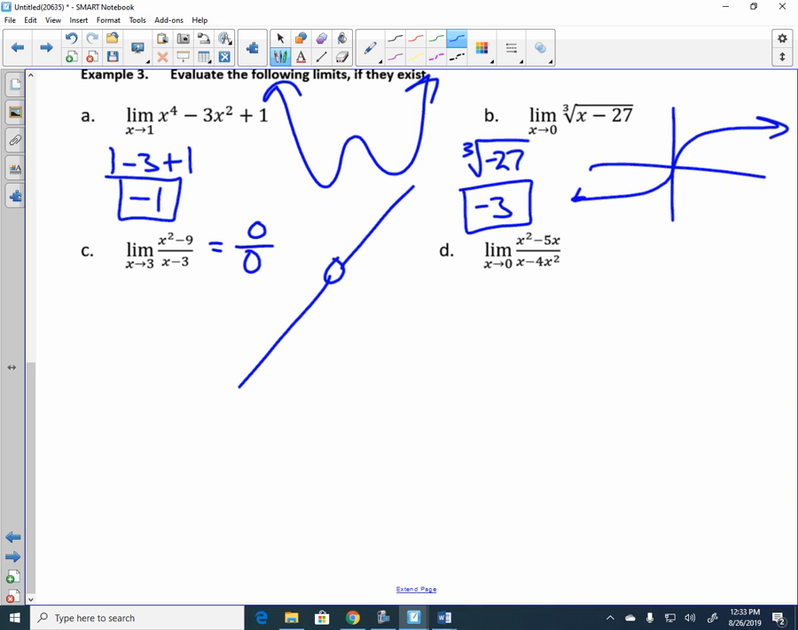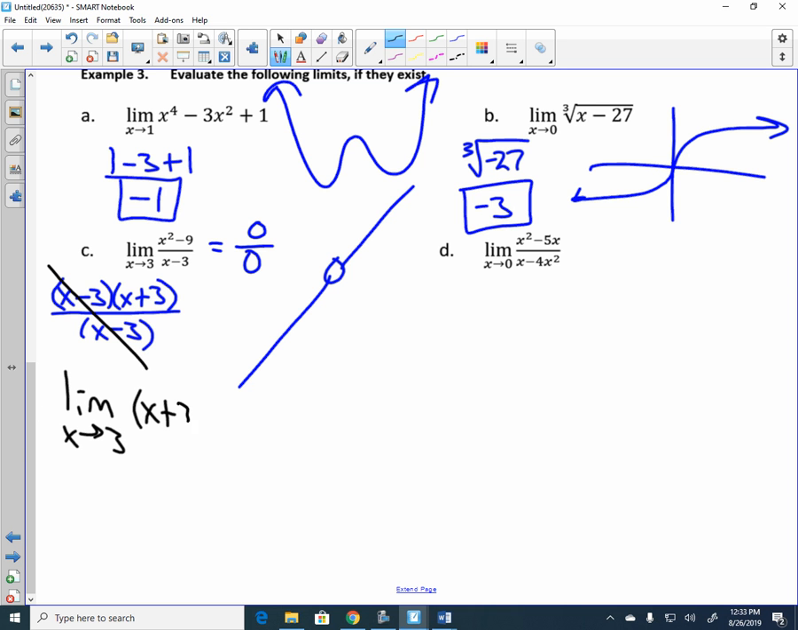And if we just factor the top, x minus 3 over x plus 3, divided by x minus 3, you can see that the x minus 3's cancel. So now I can simply do the limit as x goes to 3 of x plus 3. And what do I get? 6. Try the next one on your own.